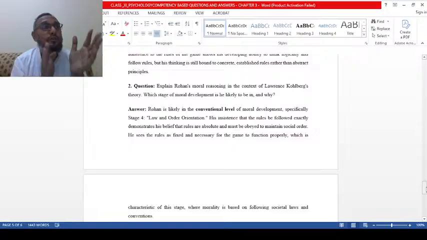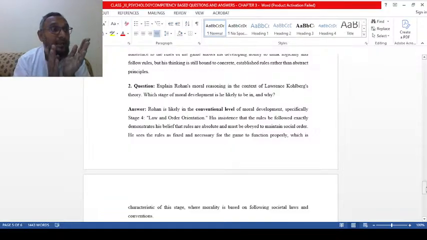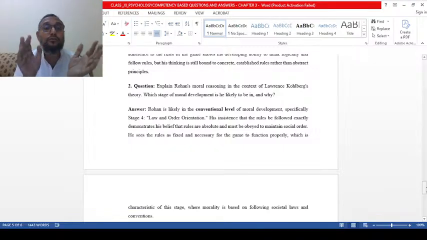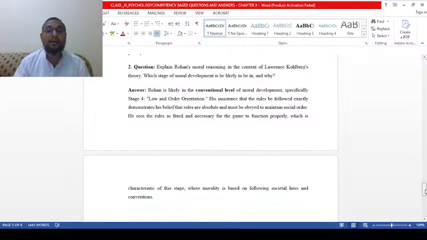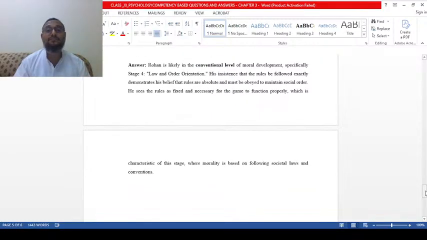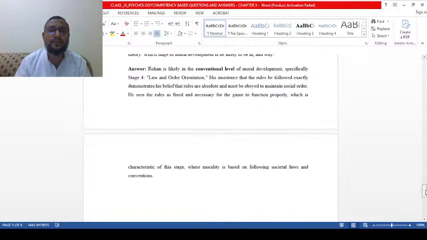See, Kohlberg's moral development is having three levels actually. Pre-conventional, conventional, post-conventional. In each level we have two stages. Stage 1, stage 2, stage 3, stage 4. So conventional level of moral development, stage 4, where people are totally law and order oriented. So you can look into this kind of questions. Basically we are looking into the CBQs, my children.